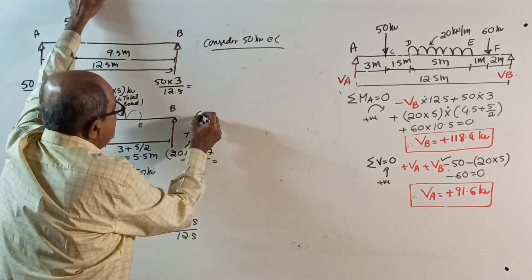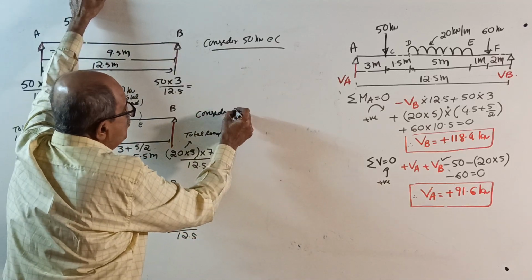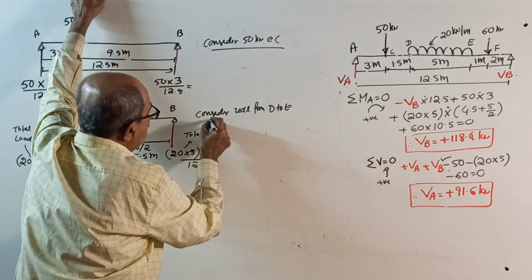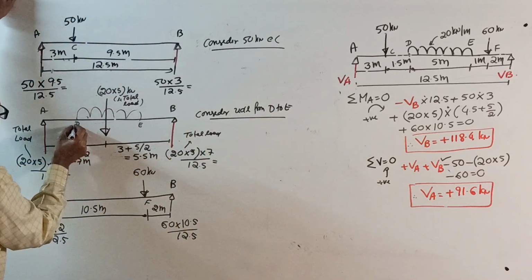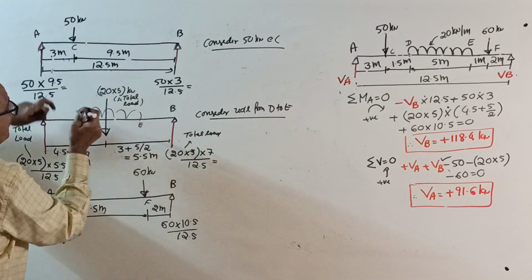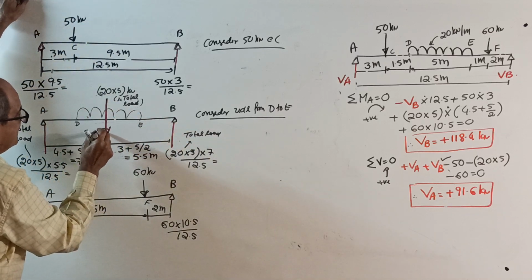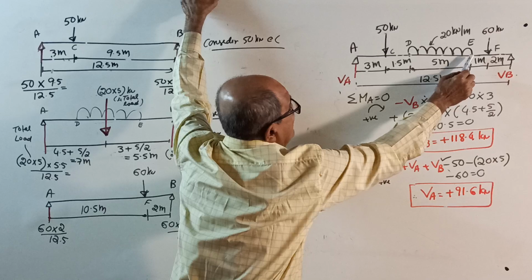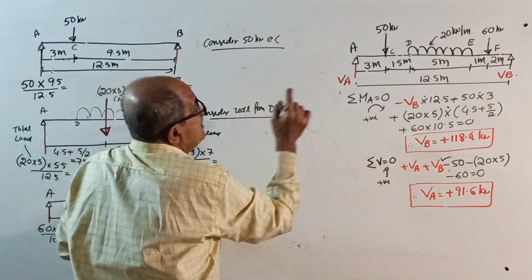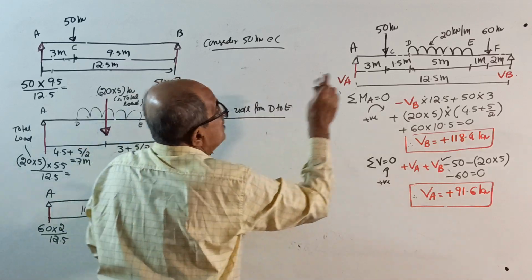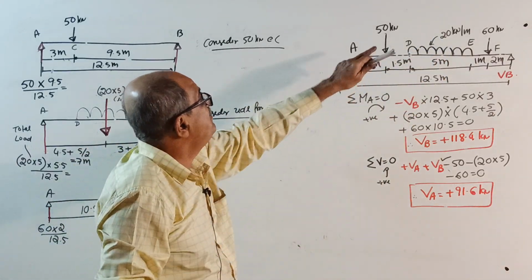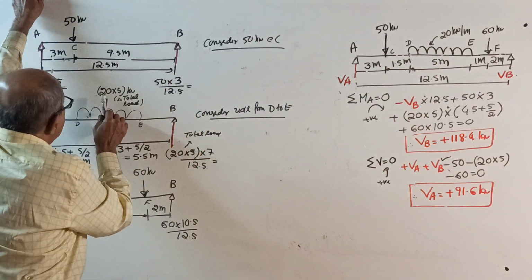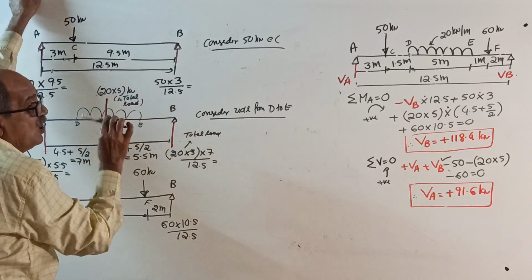Then consider the UDL from which point? D to E. This is D, this is E. If you want, use a red color here to understand. It is 20 kilonewton per meter for 5 meter. You don't write anything here, you can refer to that sketch only. 20 kilonewton per meter for 5 meter is 20 into 5 kilonewton total load. How much is not required.